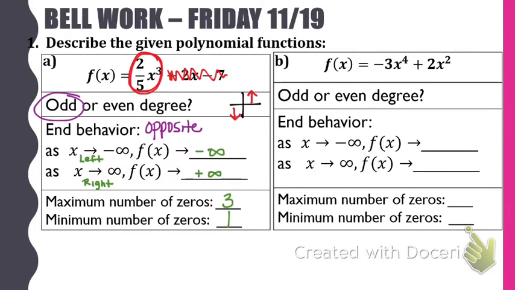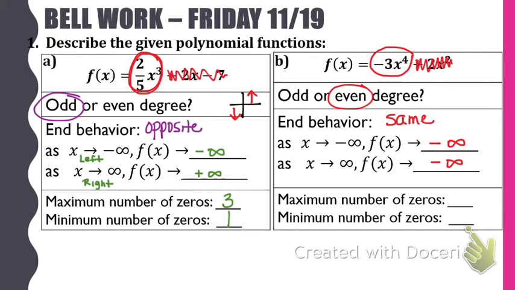For my second function, again, I'm looking at my highest degree. That would be negative 3x to the 4th. So is this an even or an odd function? Even. So my behaviors are going to be the same. And because this is a negative 3, it is going to go down on the right. And the left side is going to do the same thing. So both sides go down.